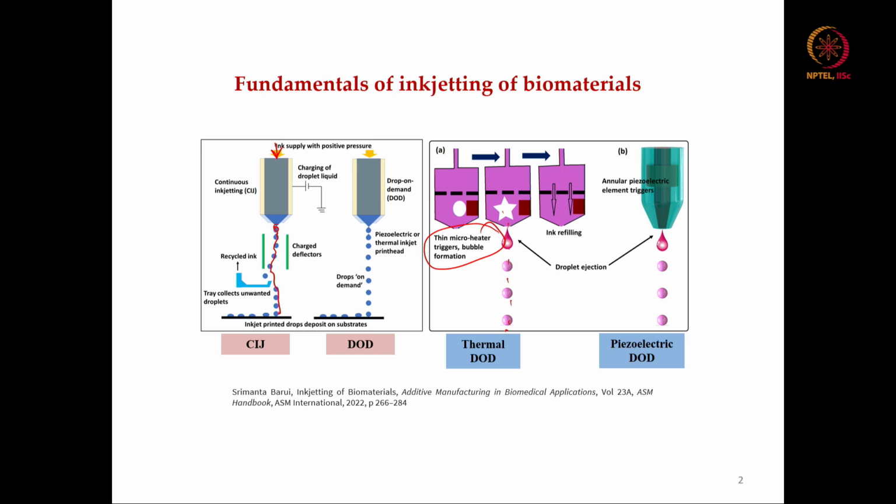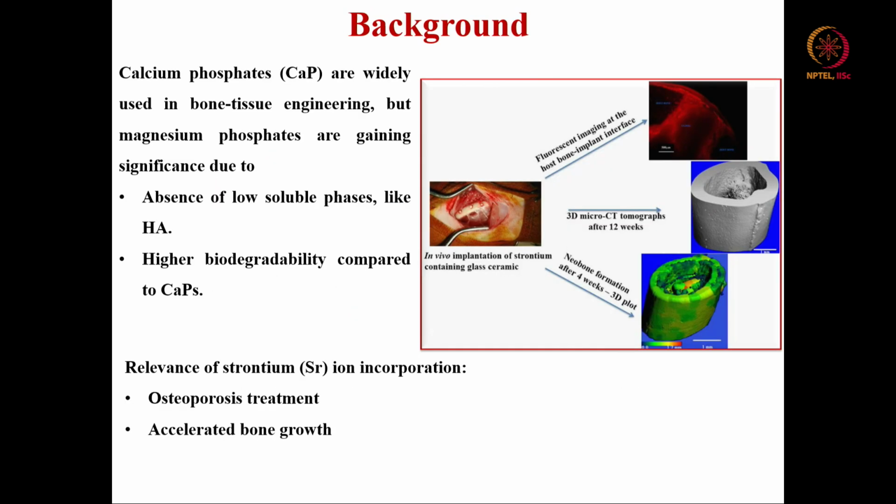So, let us recapitulate the fundamentals of the inkjetting of biomaterials, or inkjet printing, or binder jet 3D printing. As I said multiple times in the last few lectures, they are all synonymous. What is important for you to remember is the binder formulation, how the binder jet is ejected, how it impacts the powder bed, and how it gets infiltrated into the powder bed. In most cases, what we have used is the thermal drop on demand type of approach. This is the drop on demand 3D inkjet printing.